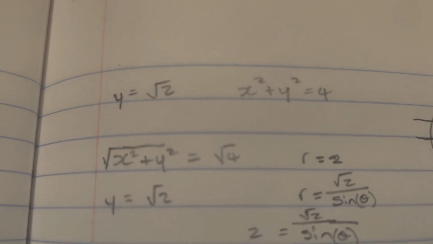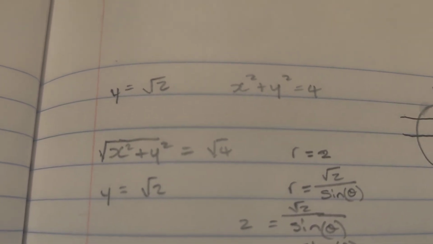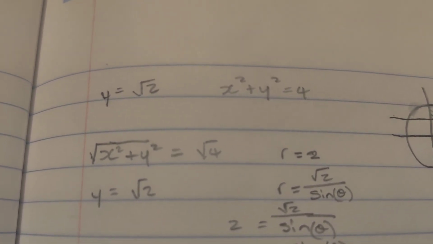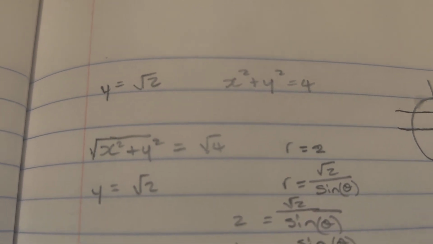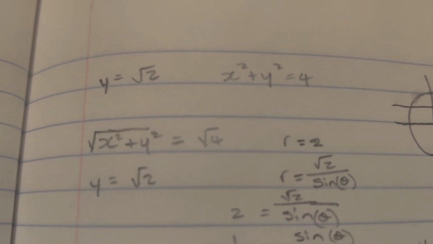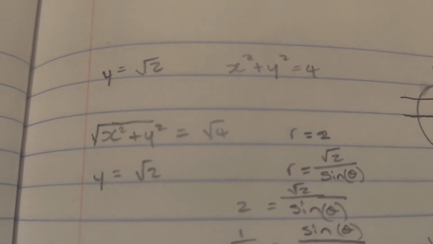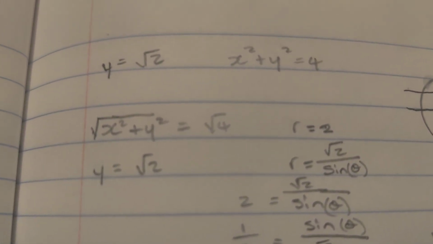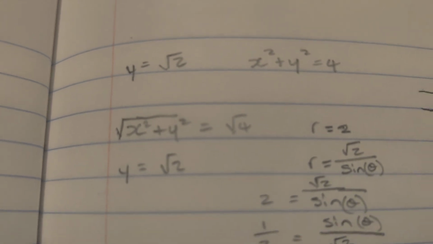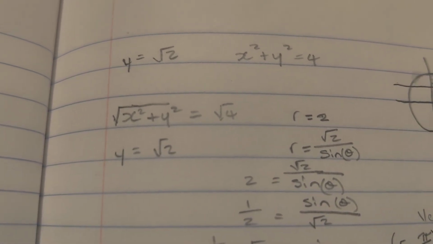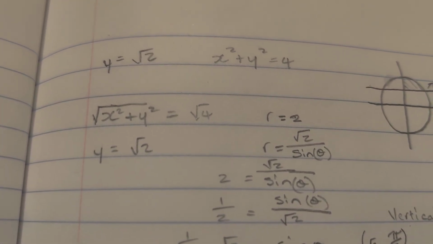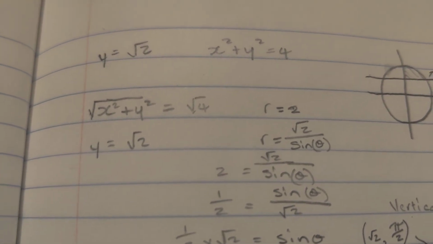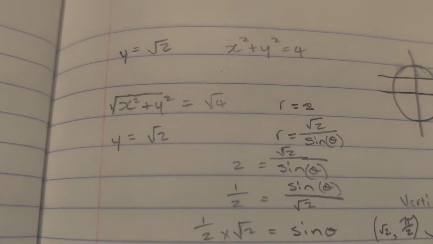So the first thing we're going to do is solve this because it's in the form of x squared plus y squared equals r squared, and we want to know what the r value is. So if we take our x squared plus y squared, root both sides, we get r equal to root 4, which is 2. And now we take our y value, y is equal to root 2.